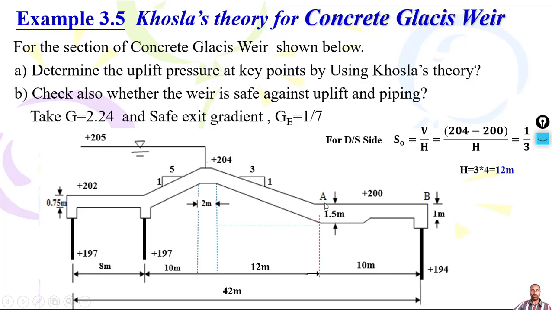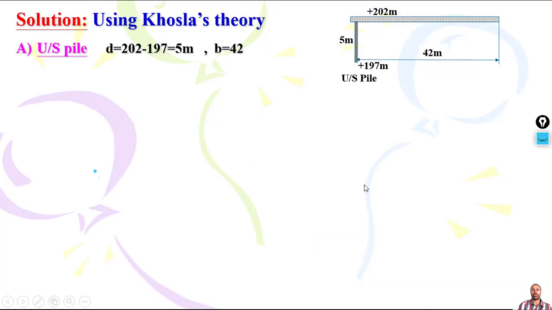So if the floor dimension is not given, please take advantage of the upstream and downstream slopes so that you can determine the exit slope, vertical to horizontal. So this is total 42.